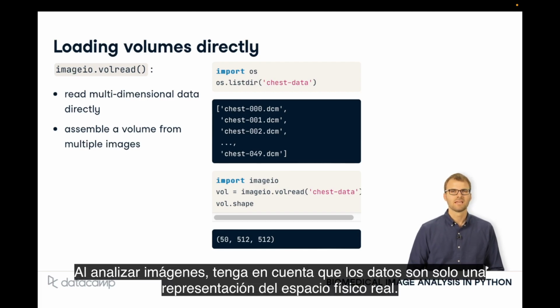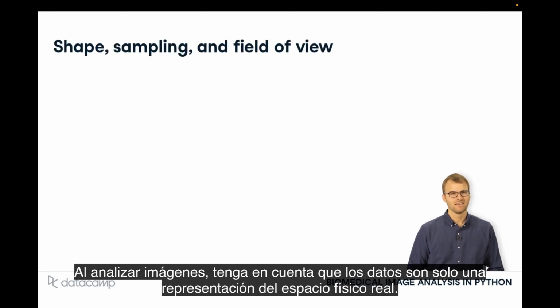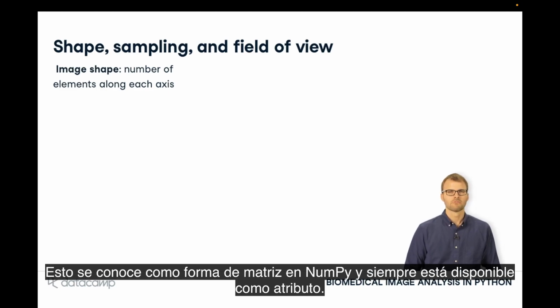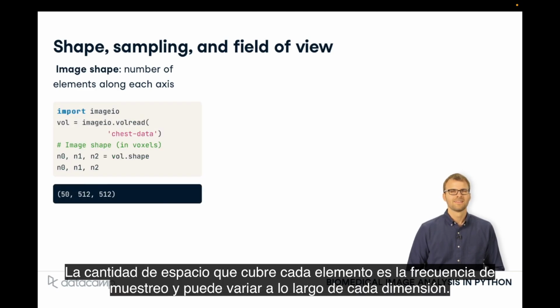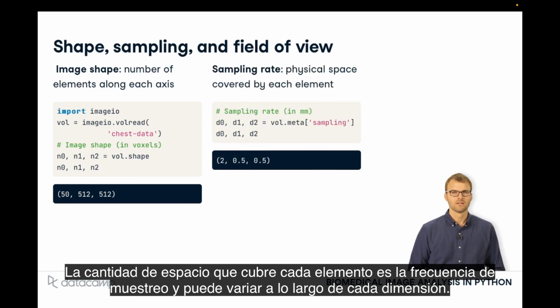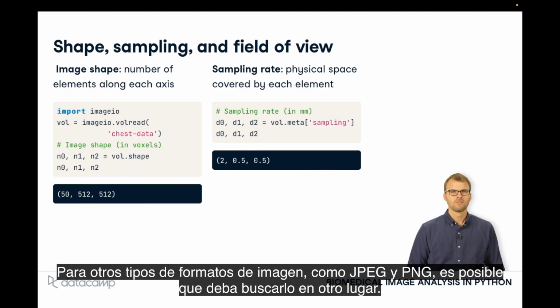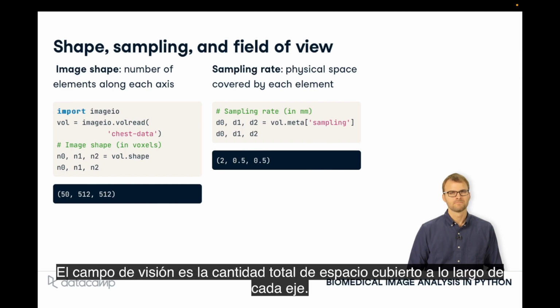When analyzing images, keep in mind that the data is only a representation of real physical space. The information in your images is limited to the number of elements in it. This is known as the array shape in NumPy and is always available as an attribute. The amount of space covered by each element is the sampling rate, and it can vary along each dimension. For DICOM images, the sampling rate is usually encoded in the metadata. For other types of image formats, such as JPEG and PNG, you may need to find it elsewhere.